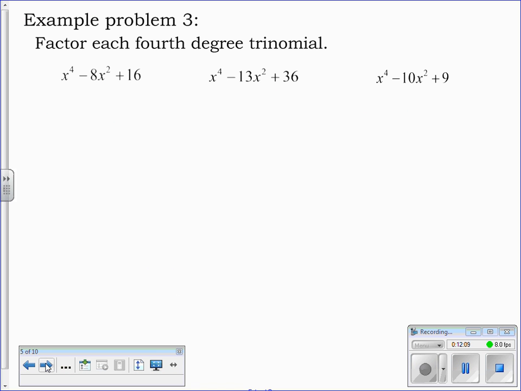All right. Factor each 4th degree trinomial. So previously, when we had 4th degree polynomials, we factored out something to make it a smaller degree polynomial. So I can't do that here. However, a 4th degree polynomial, this looks an awful lot like your typical quadratic, right? What's the difference between this and your quadratic? Powers are doubled. Which means I factor this one just like I would a quadratic.